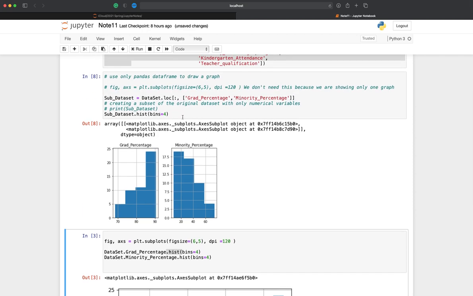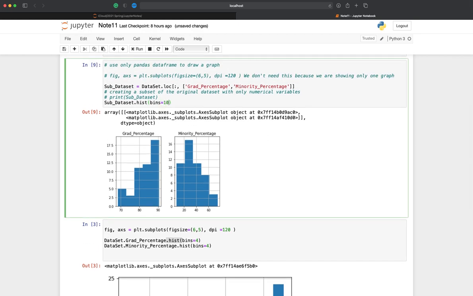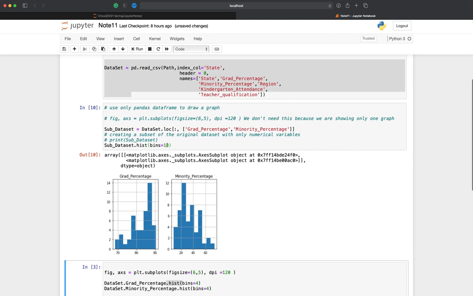Okay, so let's change the number of bins to 5. What happens? Let's try to change it to 10. What happens? So what is the bin? Bin is the class interval on the x-axis for each of these histograms. So what is the x-axis? The x-axis is the percent of graduation in each state, and here minority percentage on the x-axis. What is the y-axis? The y-axis is the frequency.